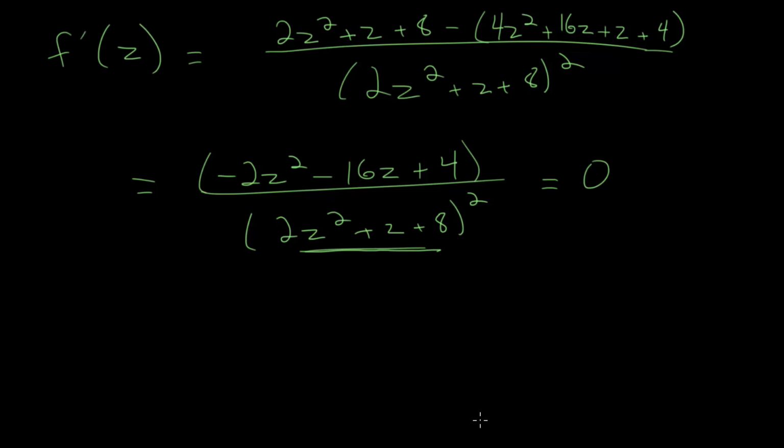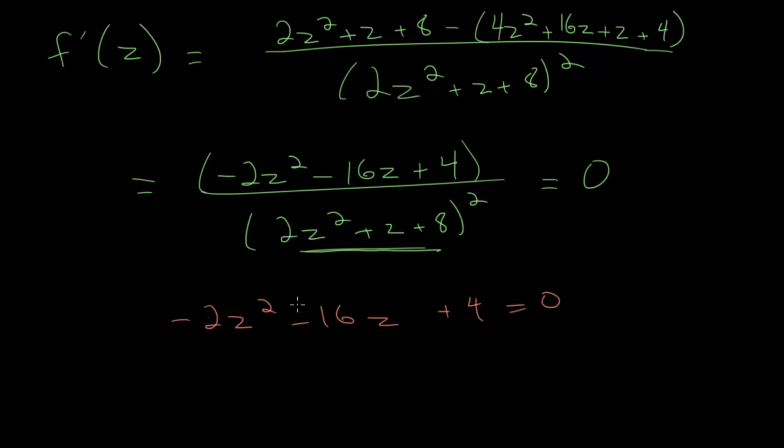But if you want to see what those values were, we would just use the quadratic formula on this and we would actually end up with some complex numbers. But they are not critical points because the function's not defined there. So with all that being said, we really just need to check this numerator here and figure out when that's equal to 0. And to do that, we'll just set it equal to 0 and solve. We have minus 2z squared minus 16z plus 4. We're wondering when this is 0.